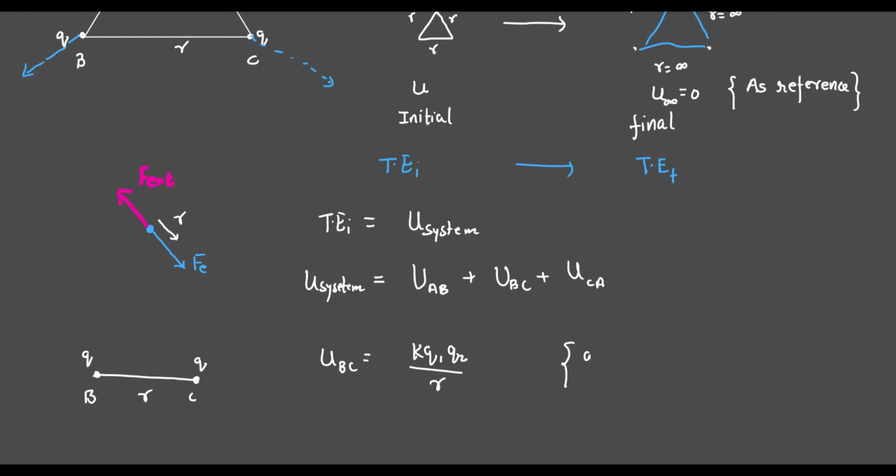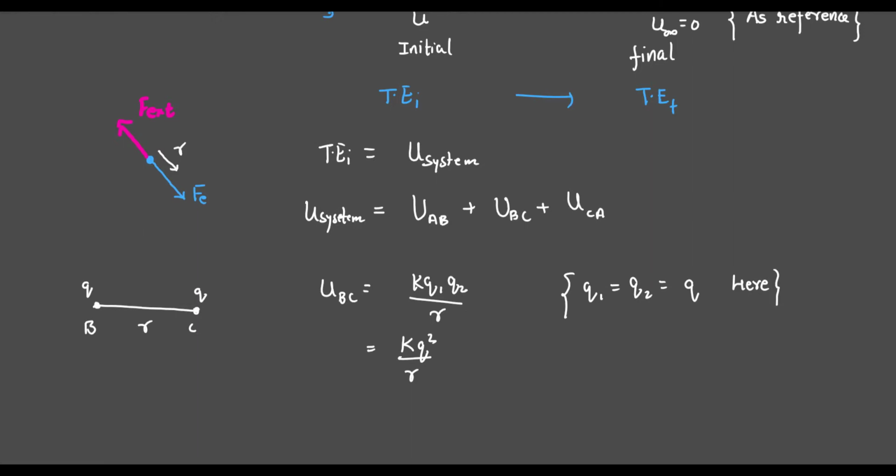Now here Q1 is equal to Q2 is equal to Q. So if I write everything, this will become K Q square by R. What is R? I have already mentioned. What is Q? I have already mentioned. Now can you see that U AB will be equal to U BC will be equal to U CA, because the charges are the same and the separation between them is also the same. So it will be just U, K Q square by R, as I have calculated.